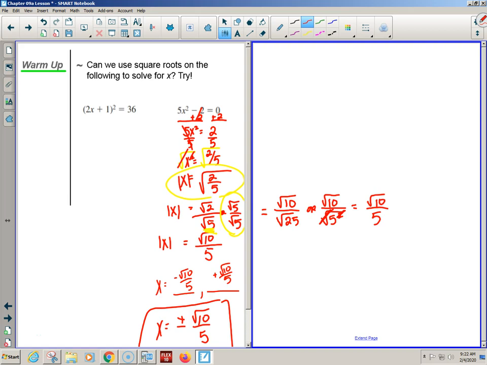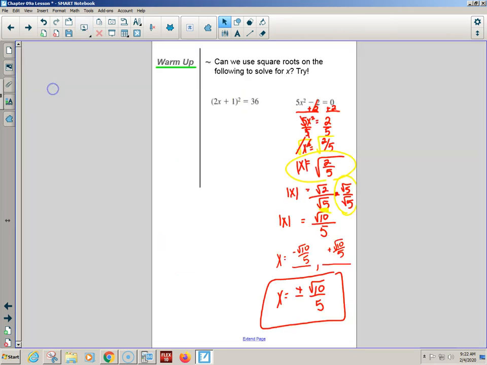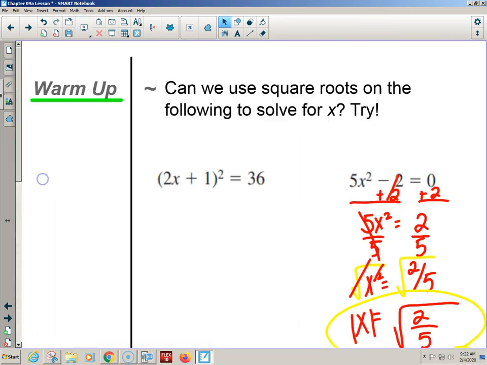Does anybody have any ideas? Thinking about keeping it legal, thinking about trying to get x alone. Does anybody have any ideas about what they think would be a legal way to start this problem? Max? Okay, that actually is one way. He's thinking like, hey, PEMDAS, I can do the squared. He's not wrong.